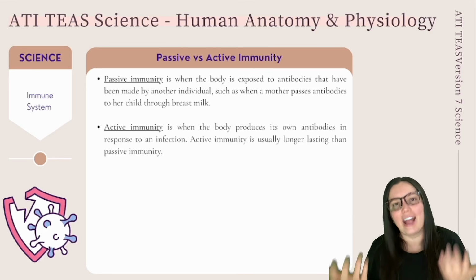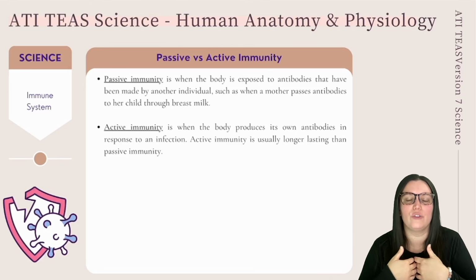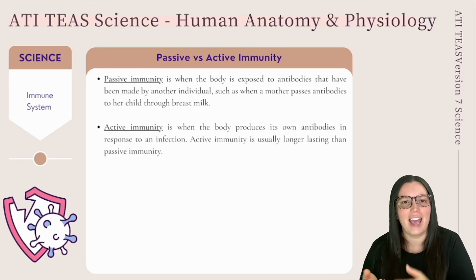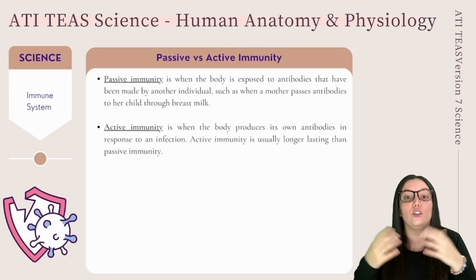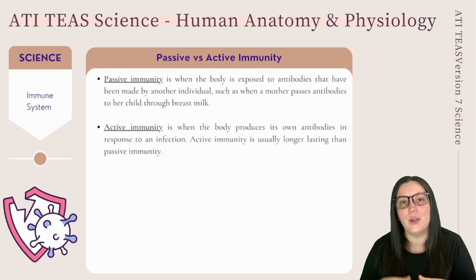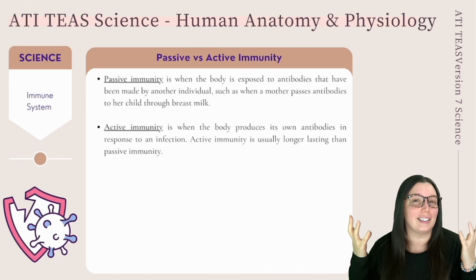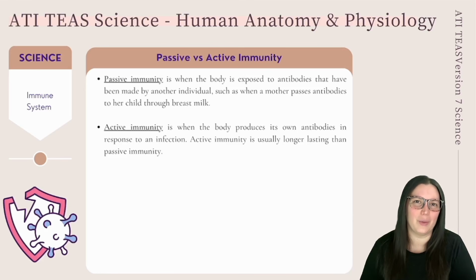And then we have active immunity, and this is when the body produces its own antibodies in response to an infection. Active immunity is usually longer lasting than passive immunity because at some point we no longer get that passive immunity right from the mother to the child. But with active immunity, we're constantly being exposed to things that it is remembering and we're building antibodies against that. So technically our active immunity is always going to last a little bit longer than our passive immunity.